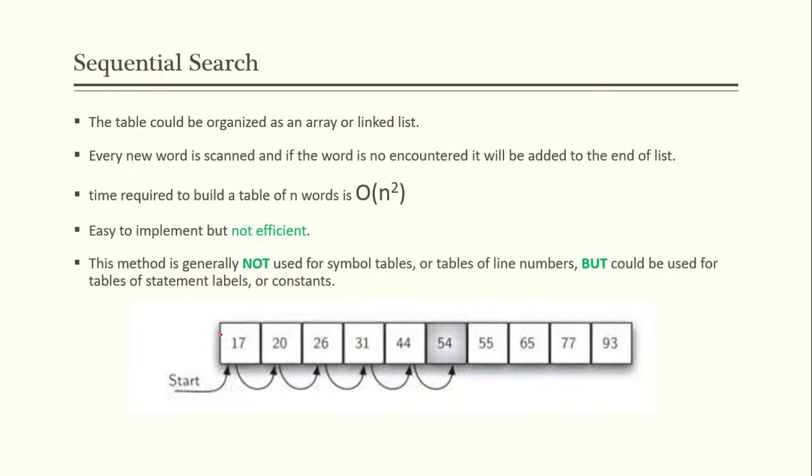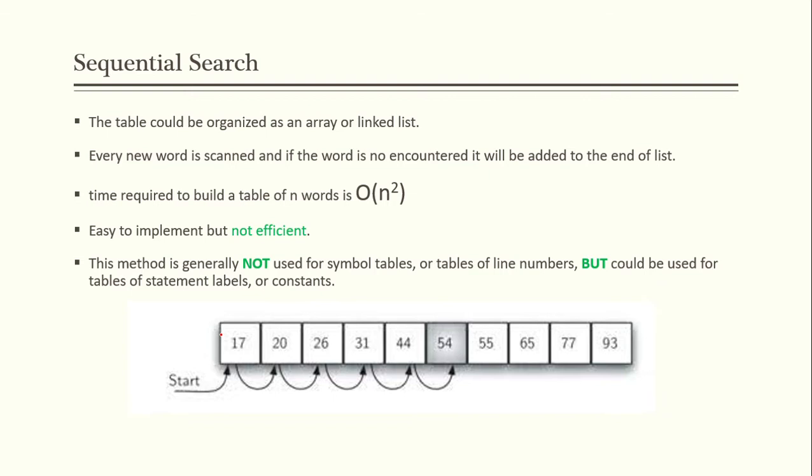So the first one, sequential search. The table could be organized as an array or linked list. We normally hear this term, sequential search, when we learn data structures. So we have this kind of search in an array or in a list. Every new word is scanned in this list, and if the word is not encountered, it will be added to the end of the list. So every new word will be added at the end of the list, so the data inside this list is unique.